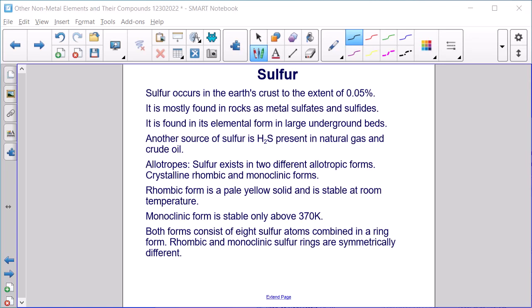Sulfur exists in two different allotropic forms, crystalline rhombic and monoclinic forms. Rhombic form is a pale yellow solid and is stable at room temperature. Monoclinic form is stable only above 370 Kelvin. Both forms consist of 8 sulfur atoms, S8, combined in a ring form, but the rhombic and monoclinic sulfur rings are symmetrically different.